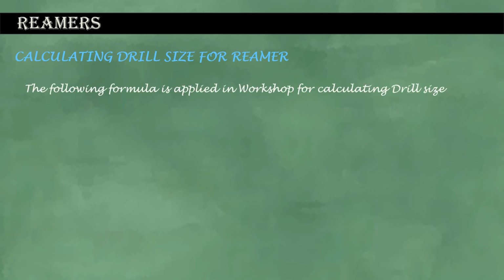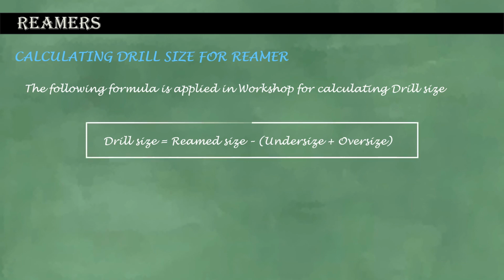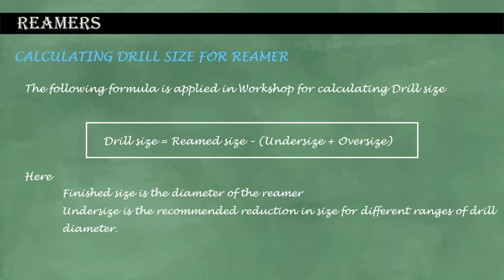Calculating drill size for reamer. The following formula is applied in workshop for calculating drill size. Drill size is equal to reamed size minus undersize plus oversize. Here, finished size is the diameter of the reamer. Undersize is the recommended reduction in size for different ranges of drill diameter.